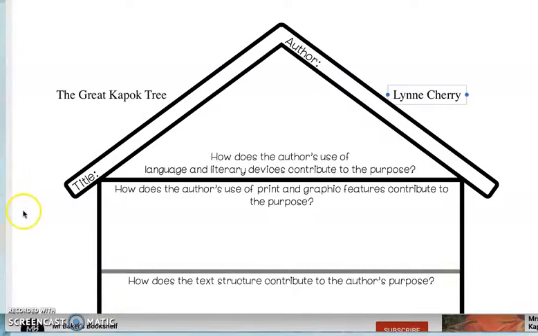So guys, go ahead and on the roof of this house, you're going to actually write it in the blank, but I can't slant my text, so I had to write it above. You're going to write the title of the story is called The Great Kapok Tree, and it's by our author, Lynn Cherry. So you're going to write the Great Kapok Tree right here, and then you're going to put Lynn Cherry right here as the author.